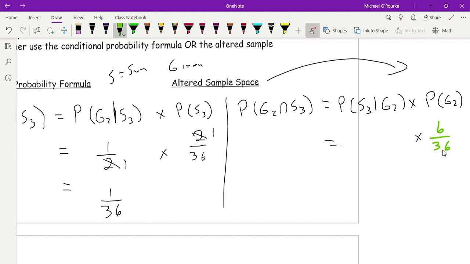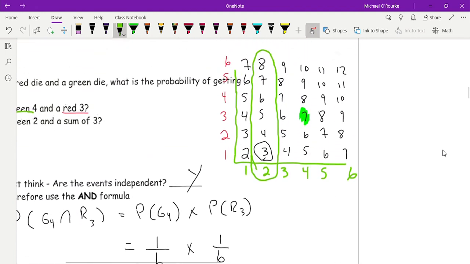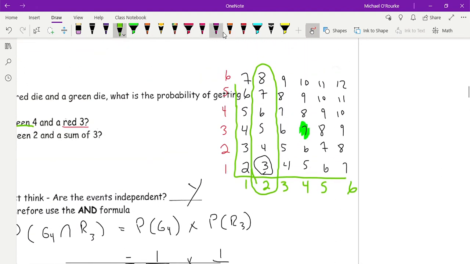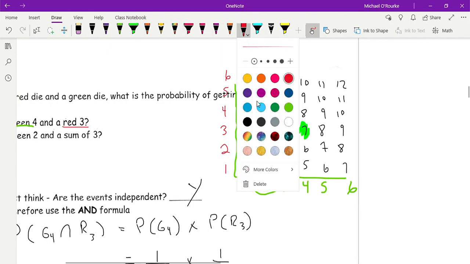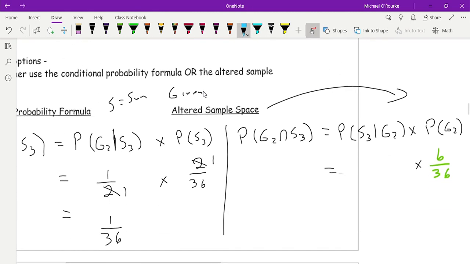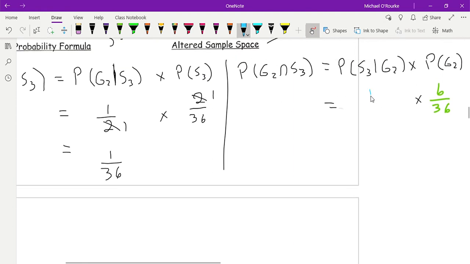Then, what's the probability of having a sum of 3, given you have a green 2? I'm going to circle the green 2s. Here's our green 2s again. How many of those have a sum of 3? 1. So the probability there is 1 over 6, because we had 6 different options, right? So that equals 1 over 36 again, when we do the multiplication.